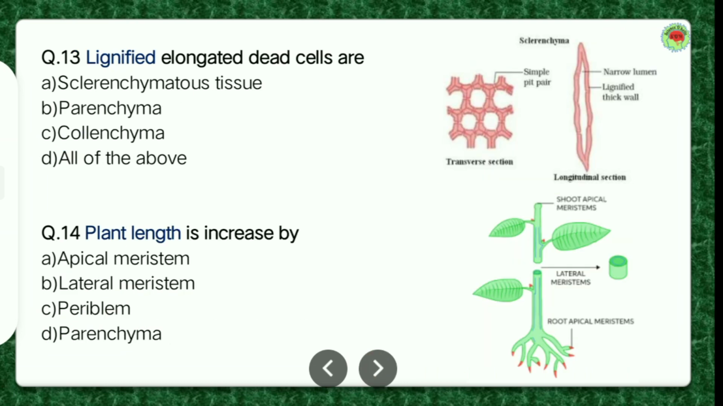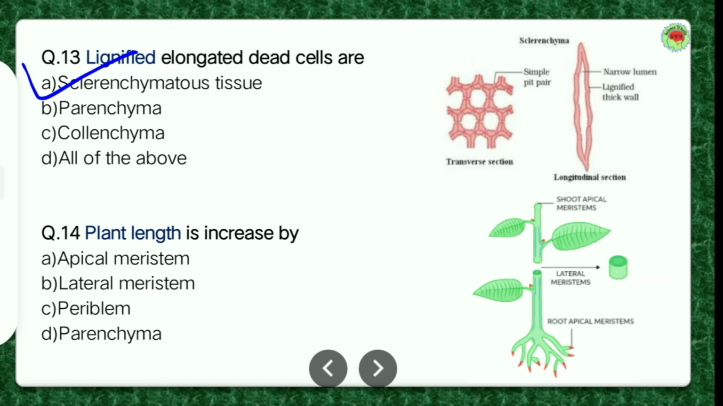Question number 13. Lignified elongated dead cells are. Now you know that lignified means it's related to lignin, a chemical which provides mechanical strength to the plant. Okay, so there are four options. Option A is sclerenchymatous tissue, B parenchyma, C collenchyma, D all of the above. So the correct option of question number 13 is sclerenchymatous tissue.